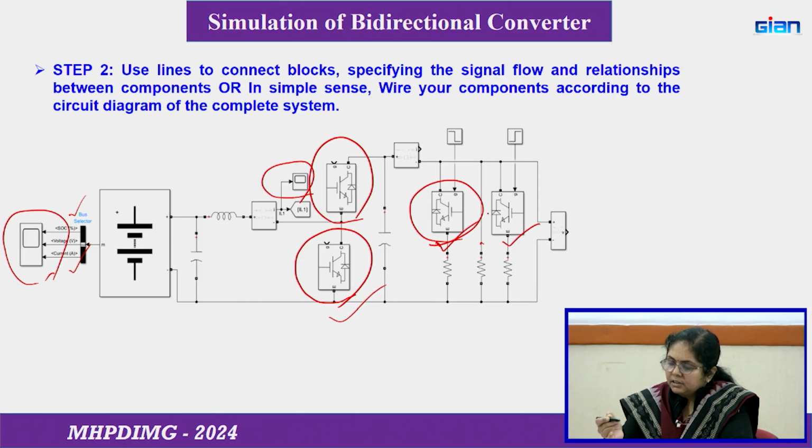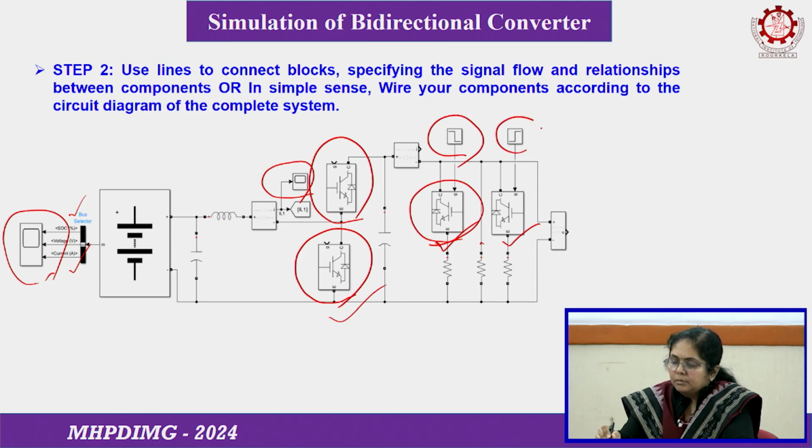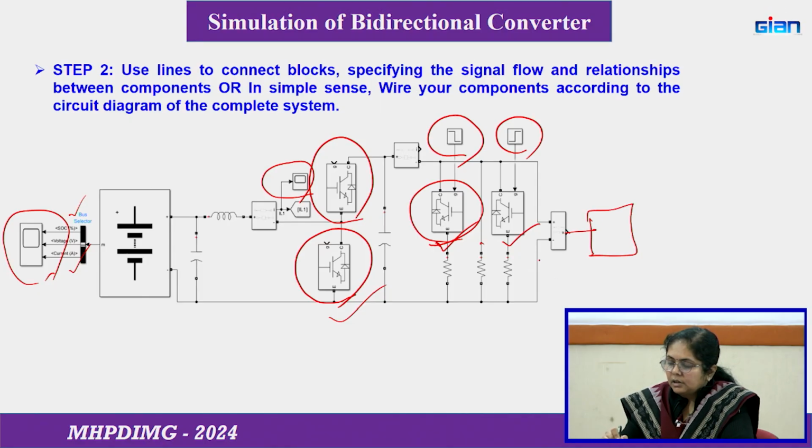If you are increasing the load or you are disconnecting the load by changing these pulses, through the pulses you can have it. And here you can put another scope to see your output voltage, the DC link voltage here.